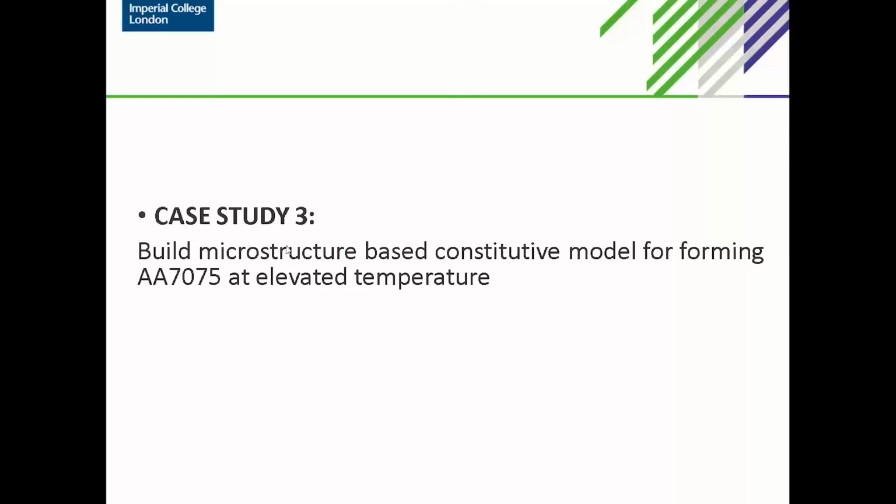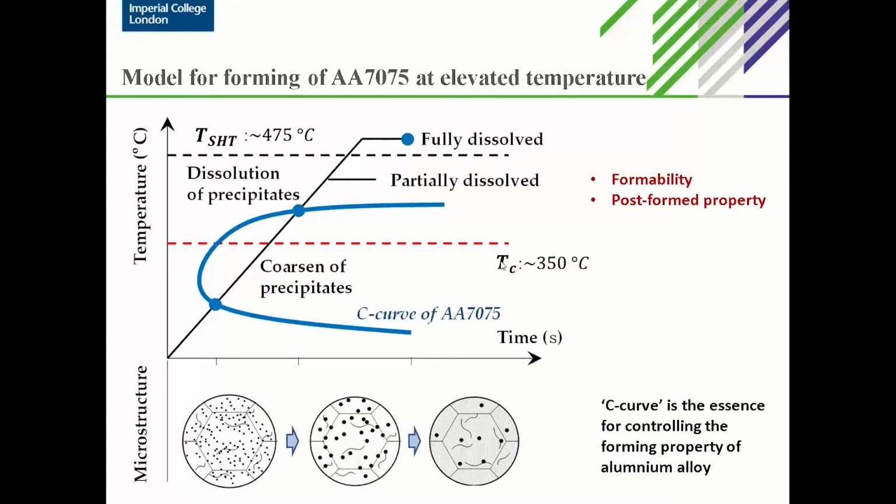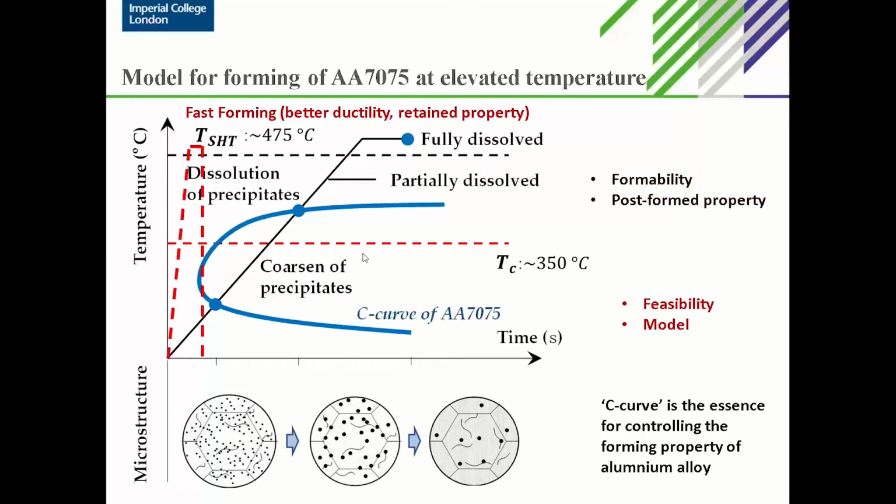And regarding case study 3, I'm going to give a full story of how we use the microstructures to aid the improvements or building of the constitutive equations for forming processes at elevated temperature. So as I just talked about, the essence of the aluminium alloy is this C curve. So if a temperature is defined to go into the C curve, that means coarse precipitates will be formed, which is detrimental to the final property.